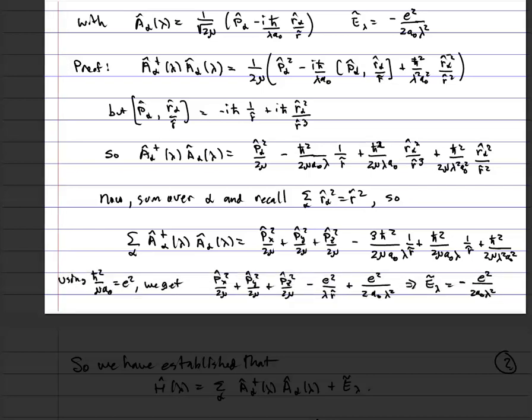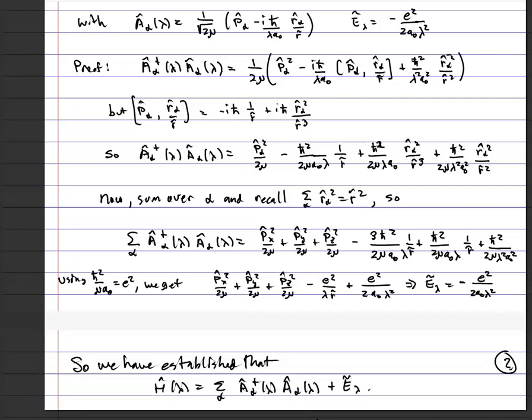Now we're going to use the fact that h bar squared over mu a0 is equal to e squared. And substituting that in, we're going to get the kinetic energy the same as it was, minus e squared over lambda r hat, plus e squared over 2a0 lambda squared. That tells me that my e tilde is minus e squared over 2a0 lambda squared. And indeed, this then is a factorization. We've established that H hat of lambda is a sum over alpha of a dagger alpha of lambda, a alpha of lambda, plus e tilde of lambda.